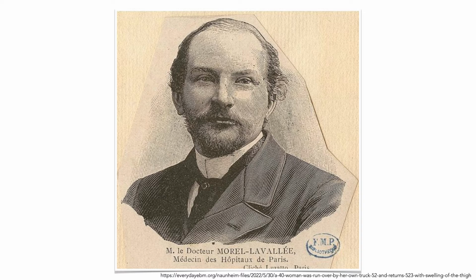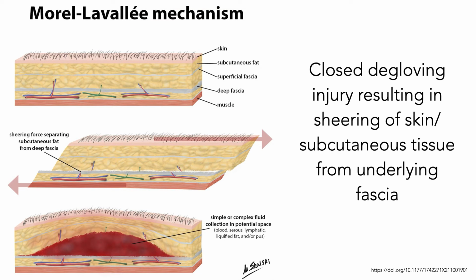Dr. Lavallée described this entity. And essentially, a Morel-Lavallée lesion is a closed degloving of the skin and subcutaneous layer off of the deep fascia that results from some trauma to that area, right? As a result, you get a dead space, a potential space for fluid to accumulate. If you look at this image, it shows you a little bit of what's going on. You have that skin and subcutaneous layer, right? You have either a direct impact to that area or some shearing injury that separates that fascia from the subcutaneous layer.